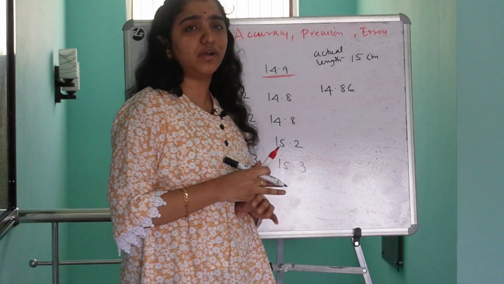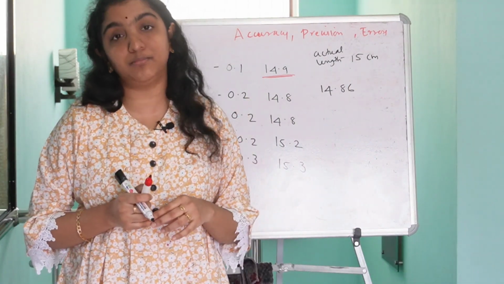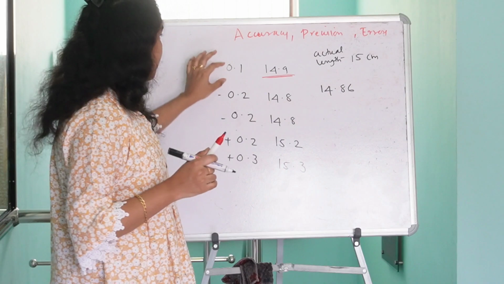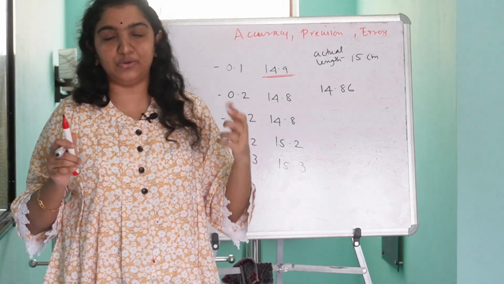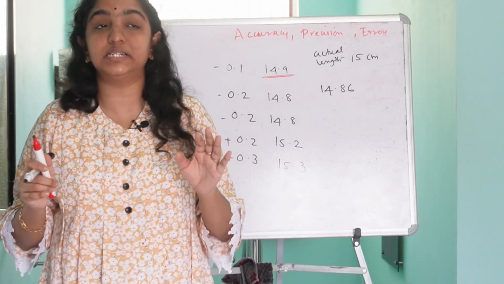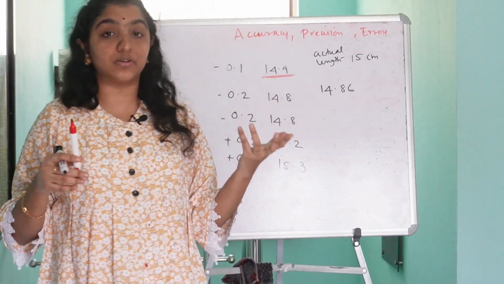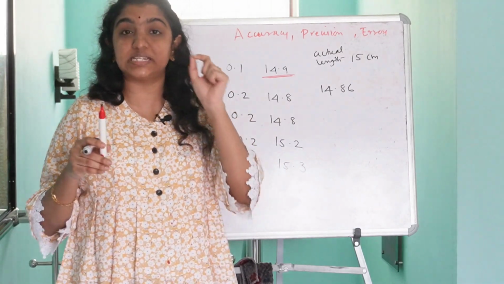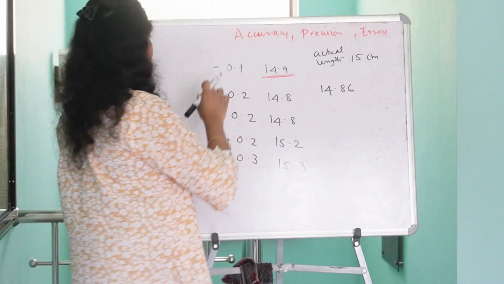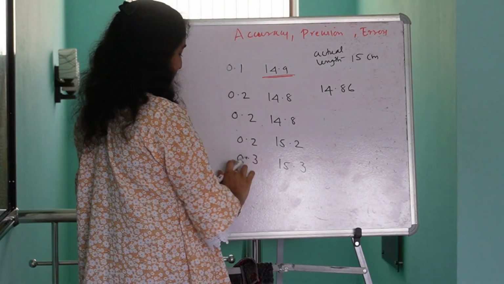Is it clear? While finding the most accurate value, we'll only consider the numerical value or the magnitude of the difference between the actual value and the measured value. We'll never consider the sign of the difference. Either the sign can be positive or negative, no matter, we just consider the numerical value. So here this minus or plus is actually not needed.